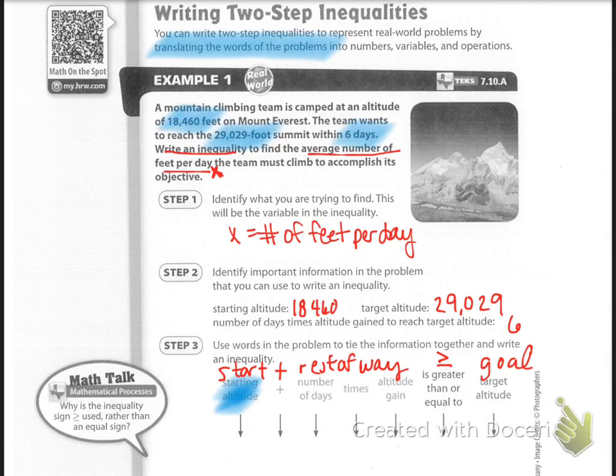Right? And that says rest of the way right here. It's just hard to tell. So our starting altitude is 18,460 plus she has 6 days to walk x number of feet per day. Well, instead of writing feet per day, we always just erase that, right? And we put our variable.